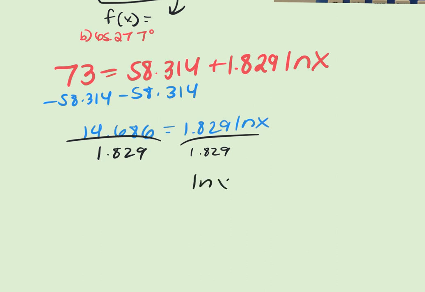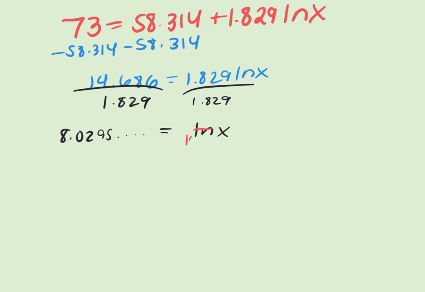And I get ln of x equals 8.0295, so on and so forth. And I don't want to round that number, right? The more we round, the less accurate it becomes. Then what? Good. This is log base e.